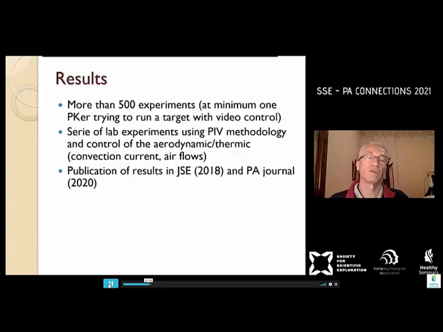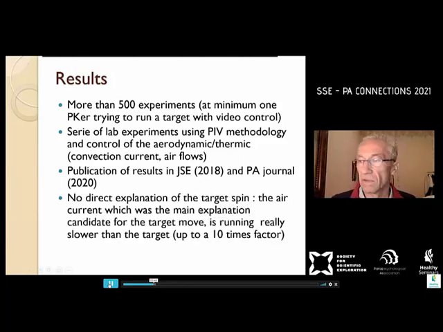So in fact, we worked on that and we made more than 500 experiments. When we say experiment, at minimum, it's one practitioner working with a target, trying to spin the target with video control. And we made a series of lab experiments using PIV methodology, in order to control and measure the aerodynamic flows around the target. We made a publication in the JSE in 2018 about the methodology, and in a PA journal about the methodology and the results. And in fact, we didn't find any direct explanation of the target spin.